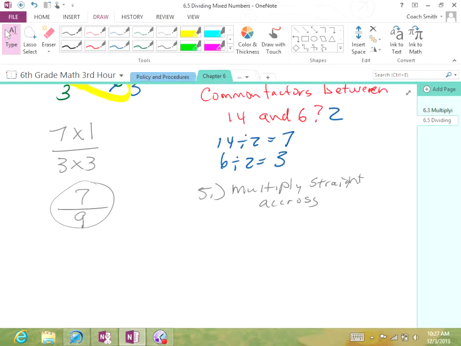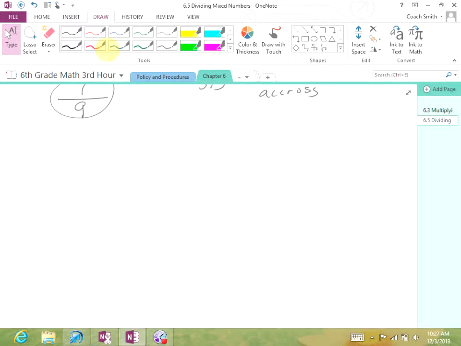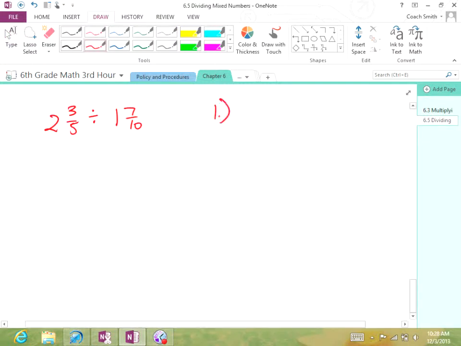All right. Now, let's do another one. I'm going to let you do this one on your own. 2 and 3 over 5 divided by 1 and 7 over 10. Okay? Use your steps. Step 1. Step 1 involves improper fractions.